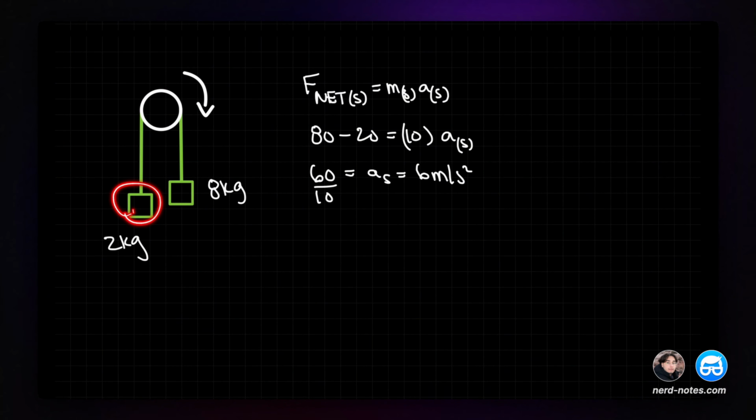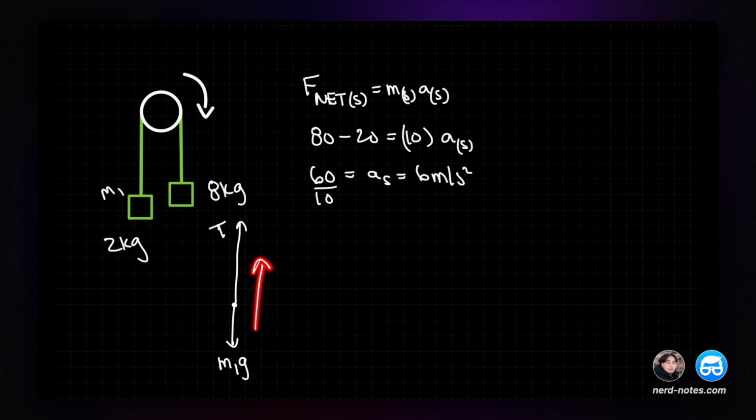So I'm just going to choose a 2 kg block here and draw an FBD for it. So let's call this M1. So I'm going to draw my downwards weight force, M1G, and my upwards tension force, which is going to be bigger than M1G. Why? Because we need a net force upwards to make sure it accelerates upwards, because the 2 kg block, again, is accelerating upwards.